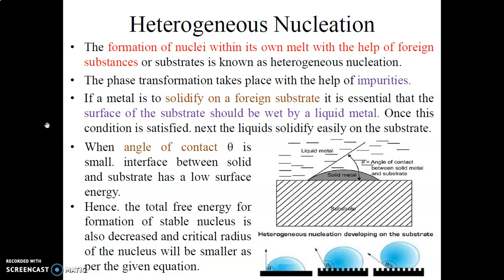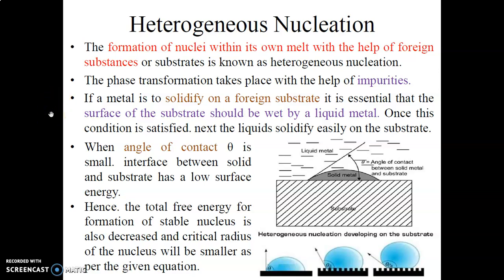It is a different kind, where solidification starts by taking the help of impurities to solidify. If the metal is to solidify on a foreign substrate, it is essential that the surface of the substrate should be wetted by the liquid metal. Once this condition is satisfied, the liquid solidifies easily on the substrate. When the angle of contact theta is small, the interface between the solid and the substrate has low surface energy. Hence, the total free energy for formation of the stable nuclei is also decreased, and the critical radius of the nucleus will be smaller as per the given equation.